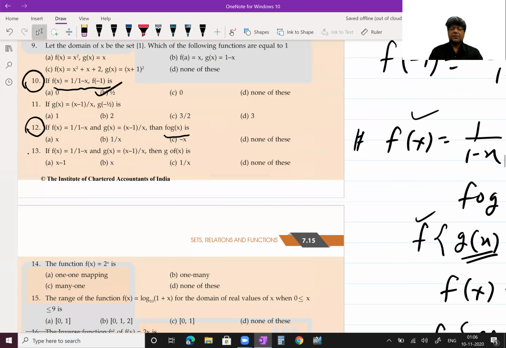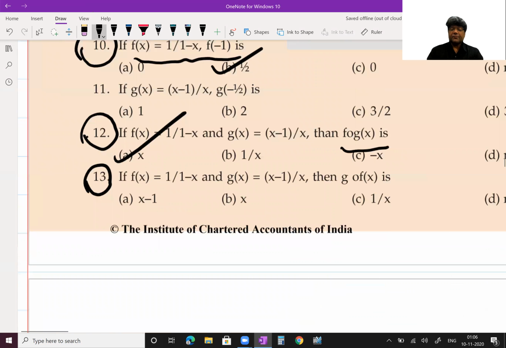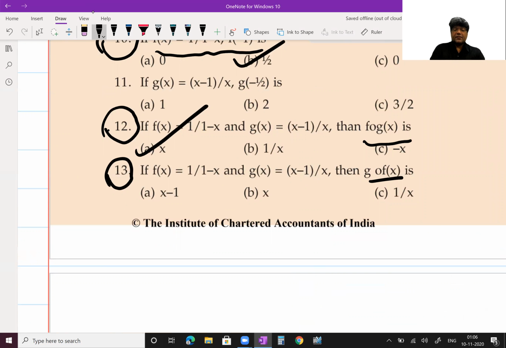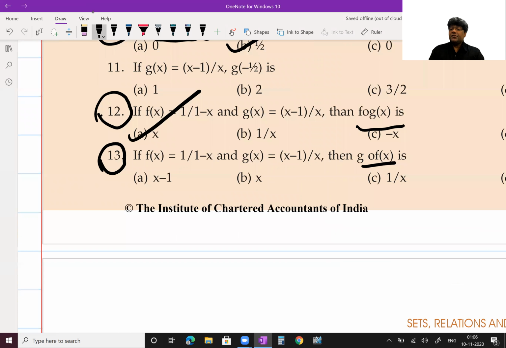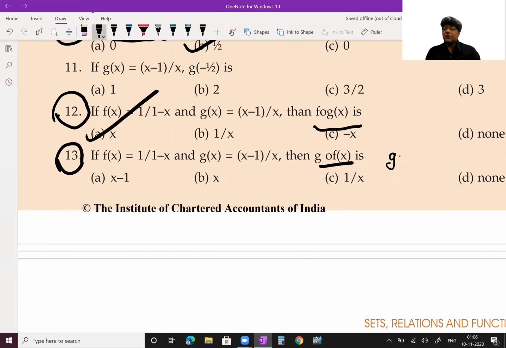Question number 13. fx is this. Now they are asking gof x. Guys, a little bit of confusion is there. Actually, it should be g of f in terms of x this way. So g of fx means we need to calculate g of fx.